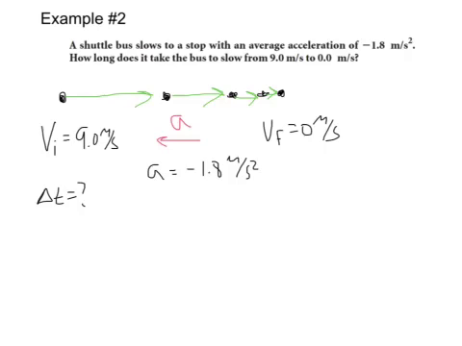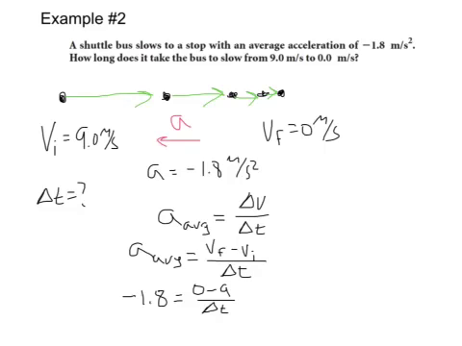We start out with a velocity of 9 meters per second. We have a final velocity of 0 meters per second. Our acceleration is this negative 1.8 meters per second squared. We want to find out what our time is. We use our equation for the average acceleration then and substitute in these values.